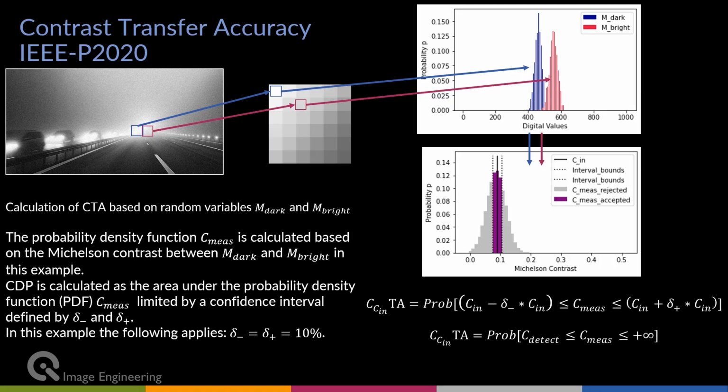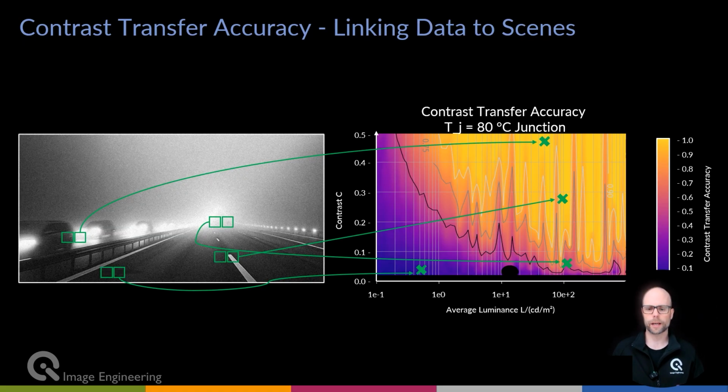What is now the interesting thing: when we measure that, we cannot only measure for one contrast, we measure for many different contrasts, and that is something that we can provide. As a result of this measurement, you get a map. On the x-axis of this map, you have the average luminance, that's the average of these two patches. On the y-axis, you have the contrast that it forms. Color encoded is the contrast transfer accuracy, where we just said 1 is perfect. The lower it is, the lower the probability that you can actually distinguish these.